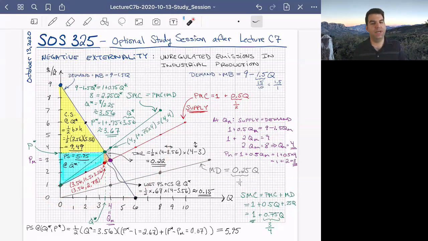And so those, I think, are all the quantities that I would ask you for if we were to do one of these negative externality cases. So are there any questions about those?